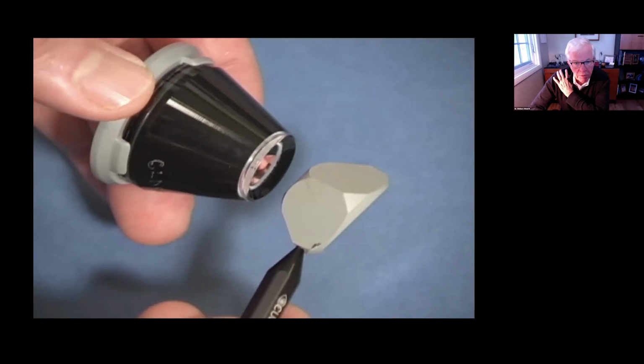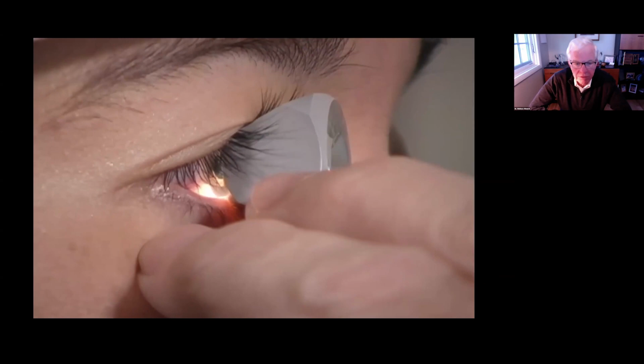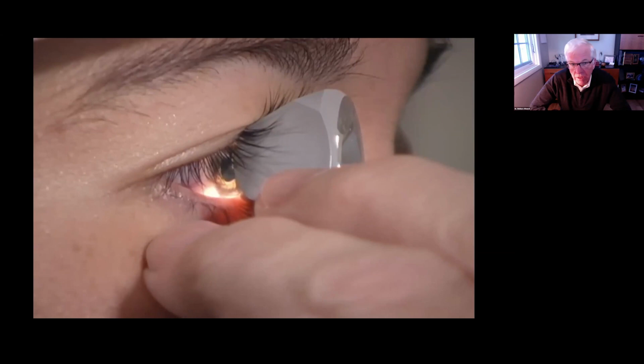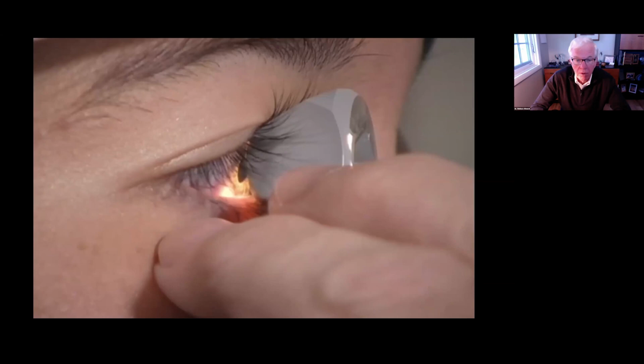Some people say they can indent with a Goldmann. I find it very difficult. What I'm doing here is just pushing gently. I don't have to push hard, I just push gently, and I can watch the iris move back. And again, practice is just doing gonioscopy, consciously moving the iris around so you get good at this. Don't wait until you have someone where you're trying to sort out whether they're bombé or synechially closed.